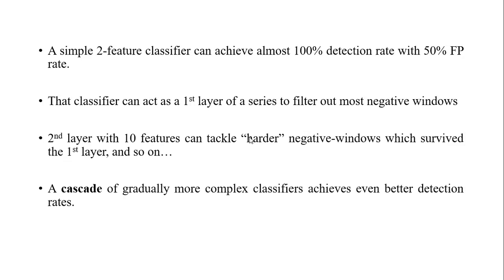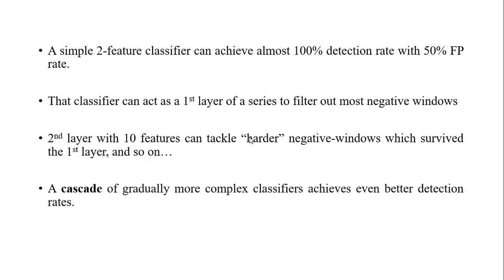Now, when it comes to a simple two feature classifier, a 100% detection rate is obtained and a 50% false positive rate. This is because classifier 1 acts as the layer that weeds out the negative windows, whereas the second stage, or the second layer of the classifier, takes a harder action on the negative windows which actually survived and passed through the first layer.